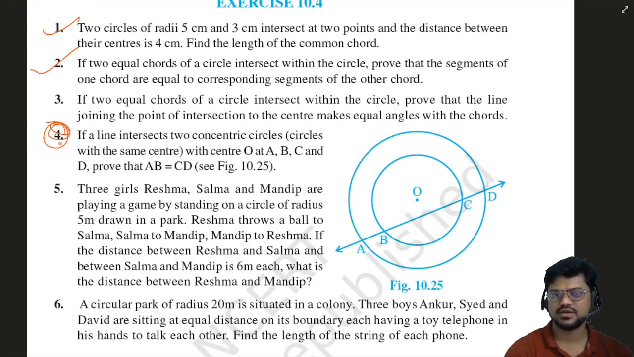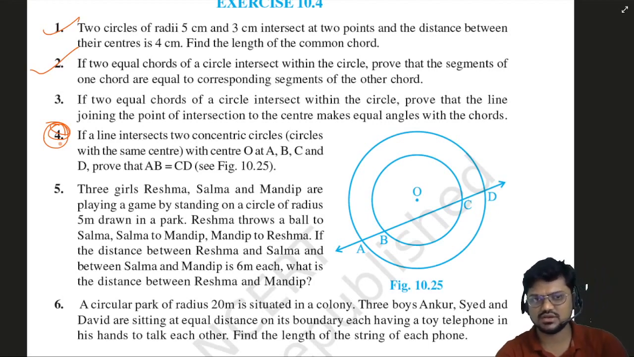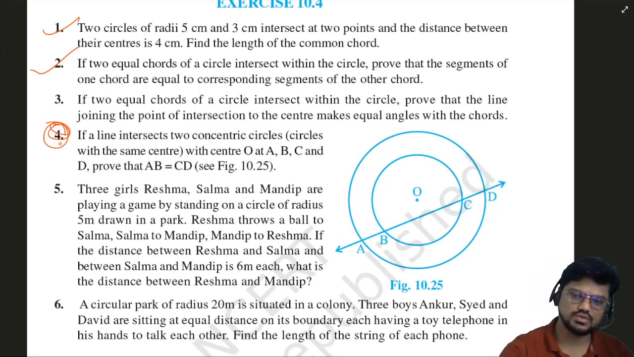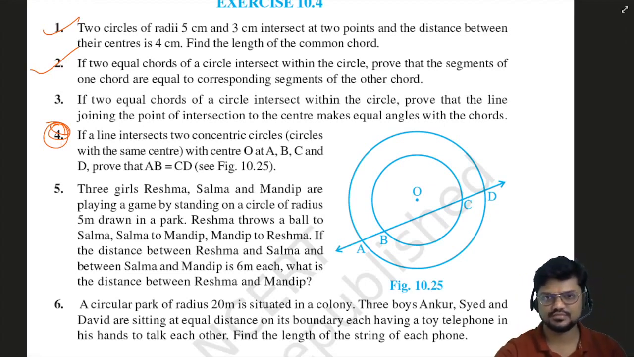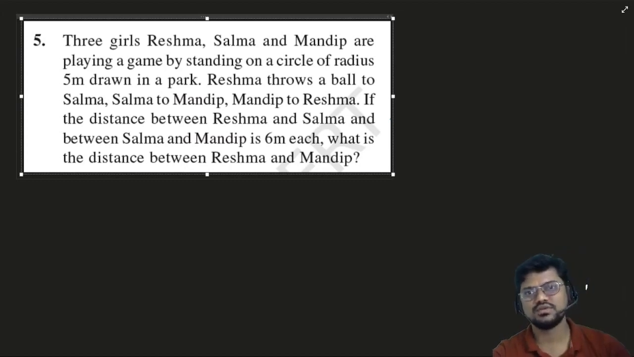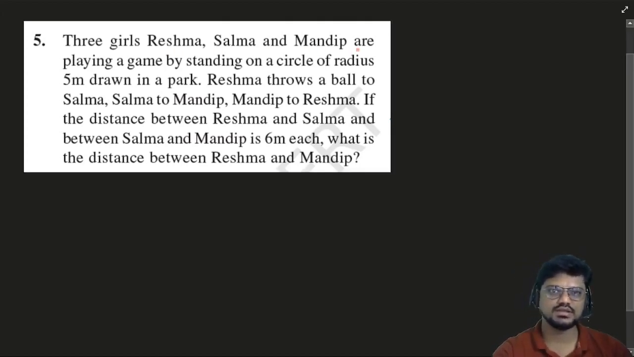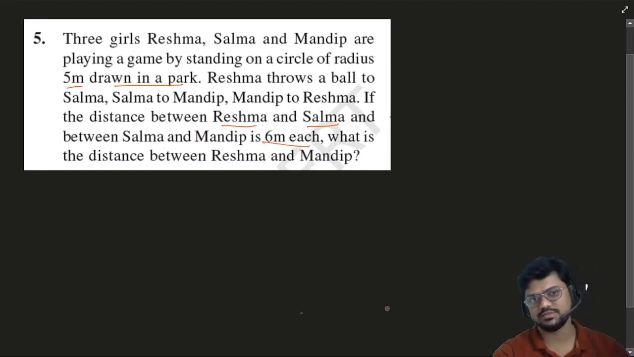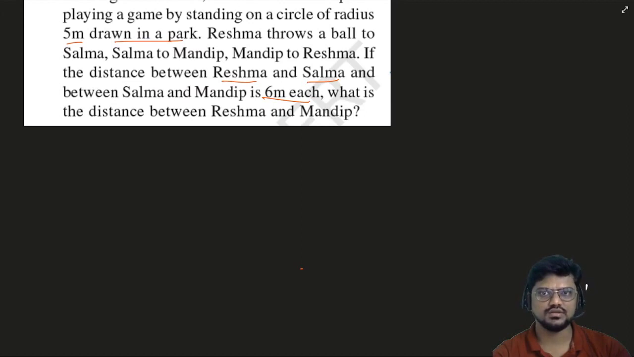Now over here, three girls are playing a game by standing on a circle of radius 5 meter. Let's solve this question. What have they given? Three girls, Reshma, Salma, and Mandeep, are playing a game by standing on a circle of radius 5 meter drawn in a park. Reshma throws a ball to Salma, Salma to Mandeep, and Mandeep to Reshma. If the distance between Reshma and Salma and between Salma and Mandeep is 6 meter, what is the distance between Reshma and Mandeep?